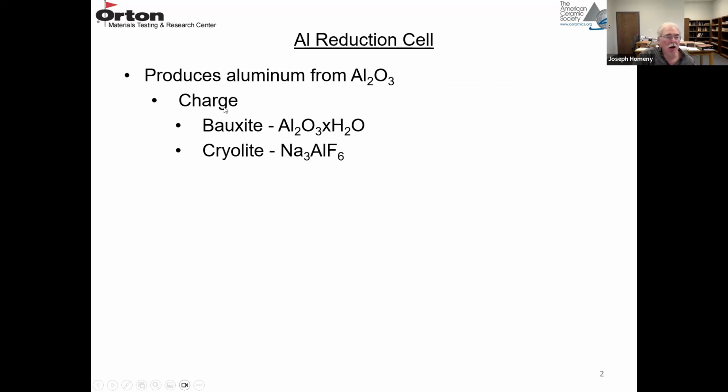The charge for this furnace, we discussed bauxite, is the hydrated alumina. So bauxite, and the flux is cryolite. It's Na3AlF6. So this is a very powerful flux that really lowers the melting temperature of alumina.